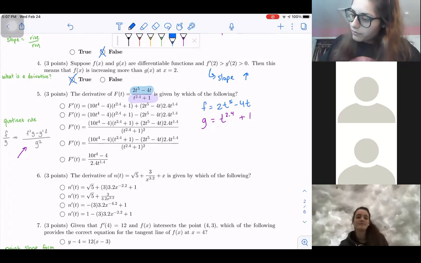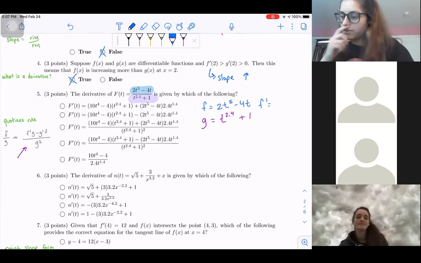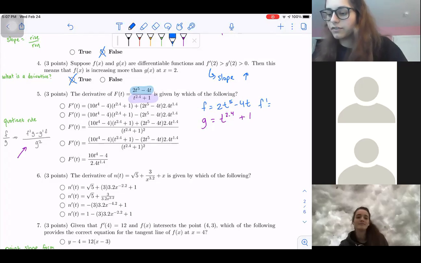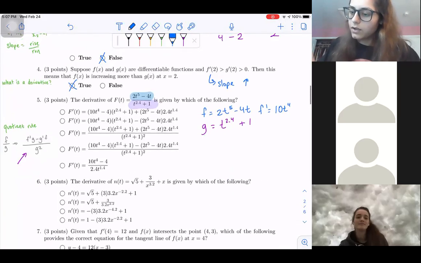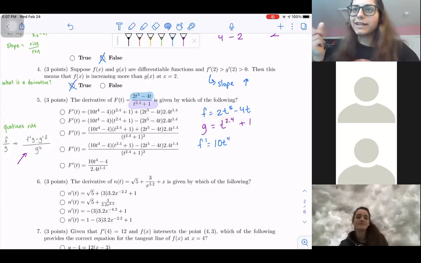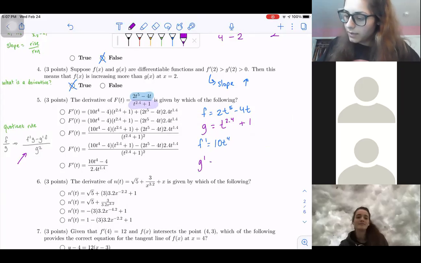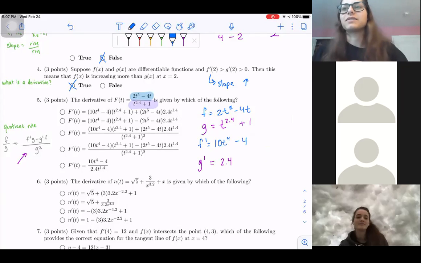And then we'll just plug that all into that quotient rule and we should get our answer. So the derivative of f will be the derivative of 2t to the 5th power. So you should know by the power rule, that would be 10 times t to the power of 4. We can go over that more later if you guys want. But the power rule you should just know. Oops, I didn't finish f prime. Hold on. Minus 4, right? So the derivative of negative 4t is minus 4.